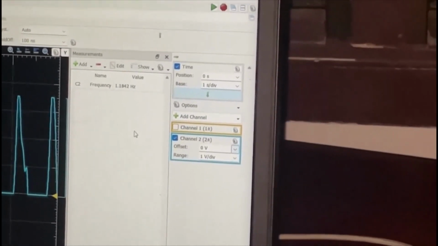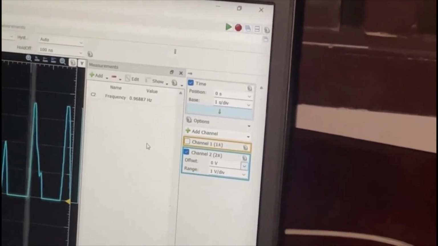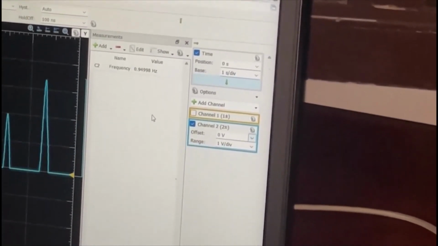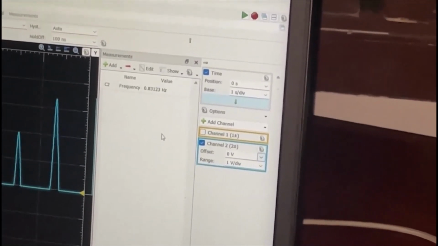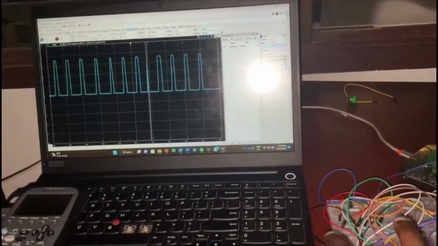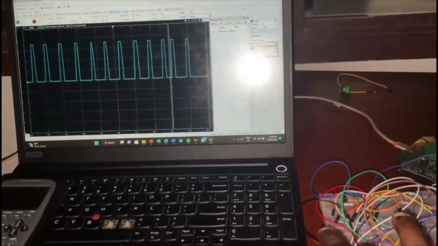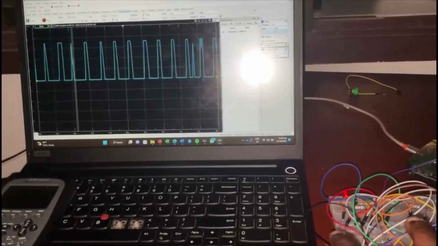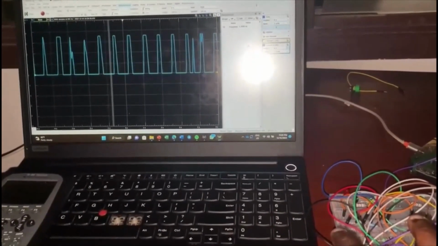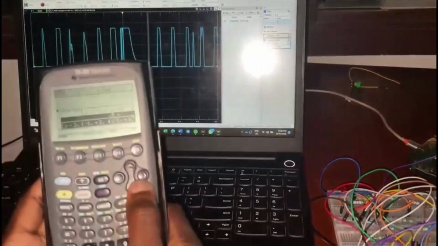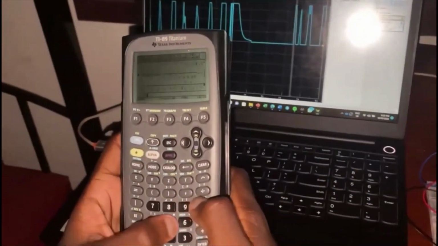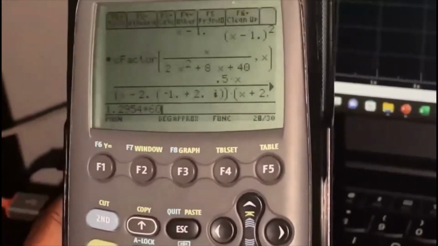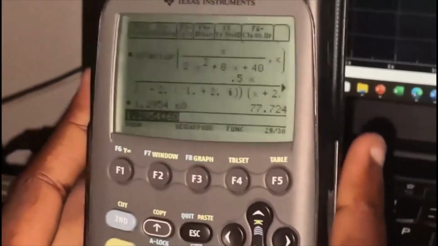So we are going to use the 1 point. I think now it's because the light is changing the frequency, because light too is an IR. So the beat is around 1.2939 hertz. So we are going to use 1.2954. So 1.2954 times 60 is 77.724.